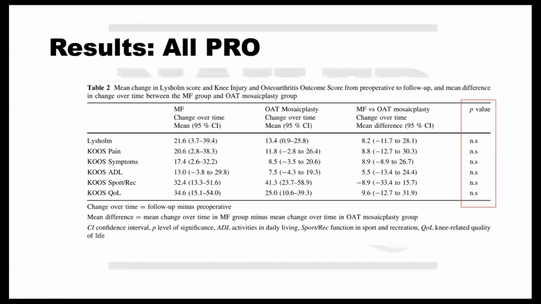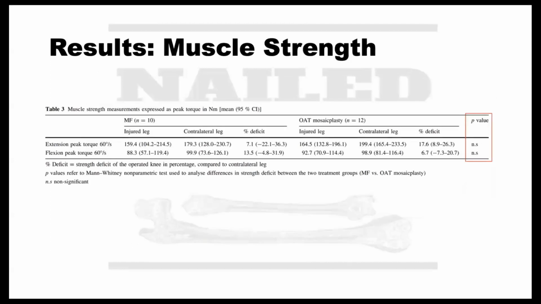And again, when you look at all of their PRO scores, they break it down by the subcategories for the KOOS: pain, symptoms, quality of life. There's no difference between microfracture or the OATS. And then again, when you look at the muscular strength, looking at the extension peak torque versus flexion peak torque, there was no difference between microfracture or OATS.